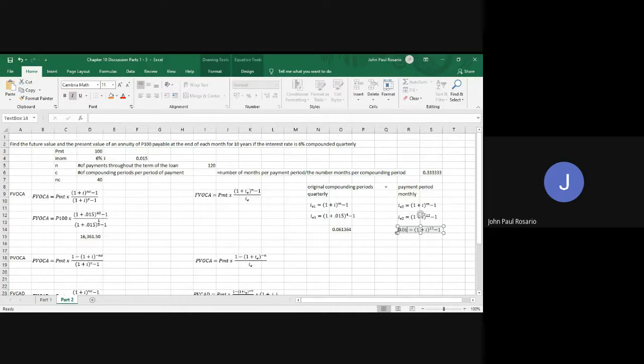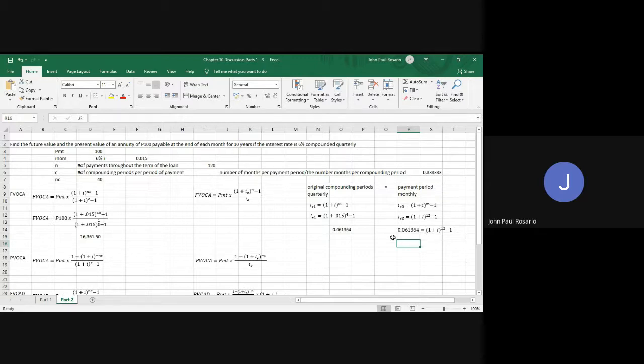0.061364. Now, it would be very useful on your part to use the store function. On my part, I'll do first the 1 plus 0.015 raised to the power of 4 less 1 on my calculator. Then I press Shift, the store button, and then A. So I have stored my value of 0.061364 on my A button.